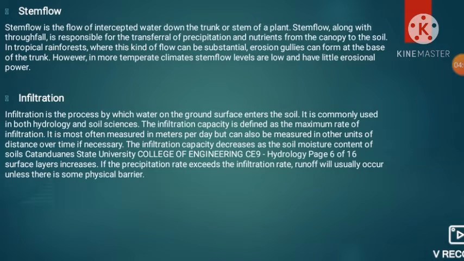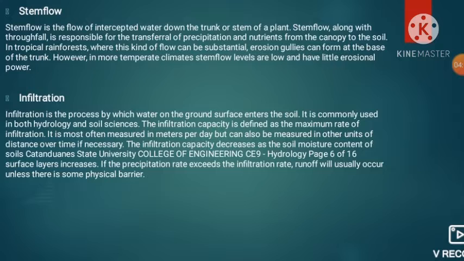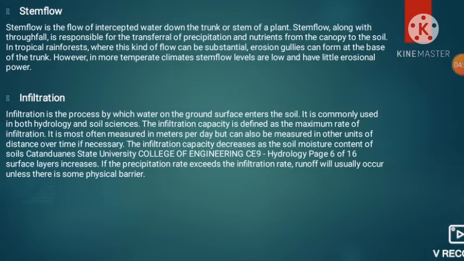Stem flow. Stem flow is the flow of intercepted water down the trunk or stem of a plant. Stem flow, along with through fall, is responsible for the transferal of precipitation and nutrients from the canopy to the soil. In tropical rainforest, where this kind of flow can be substantial, erosion gullies can form at the base of the trunk. However, in more temperate climates, stem flow levels are low and have little erosional power.